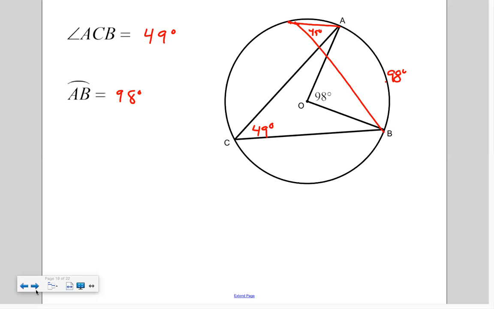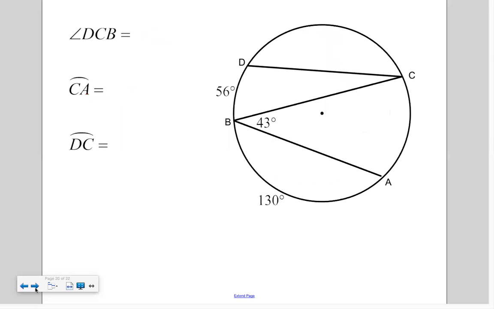I will share these slides with you guys, so you don't have to copy it all down. All right, here we've got a little zigzag going through a circle. We're given a couple arc measurements, and we're also given one inscribed angle measurement. We need to figure out what angle DCB is. Then figure out arc CA, and we need to figure out what arc DC equals.